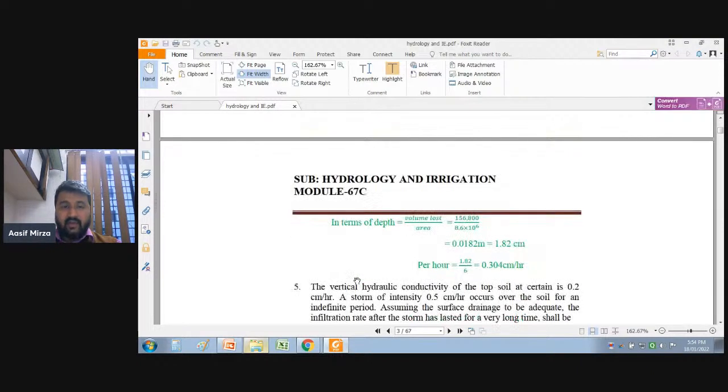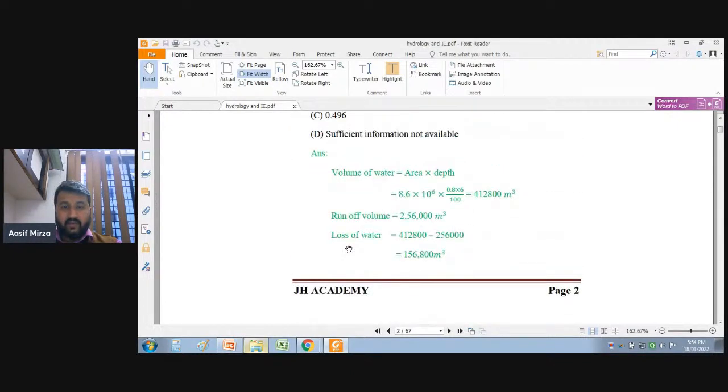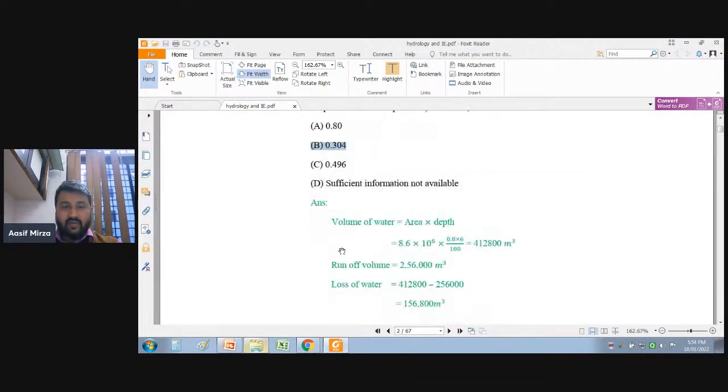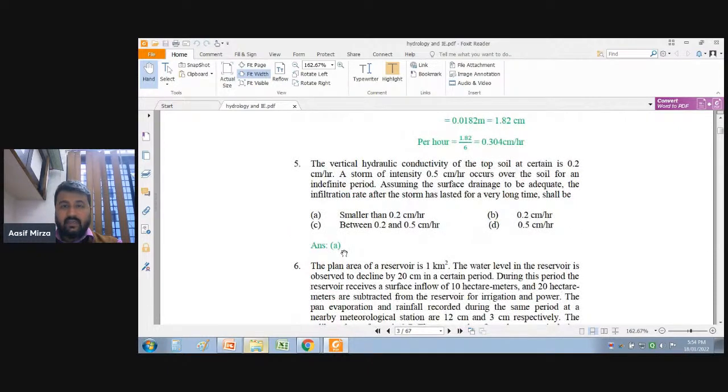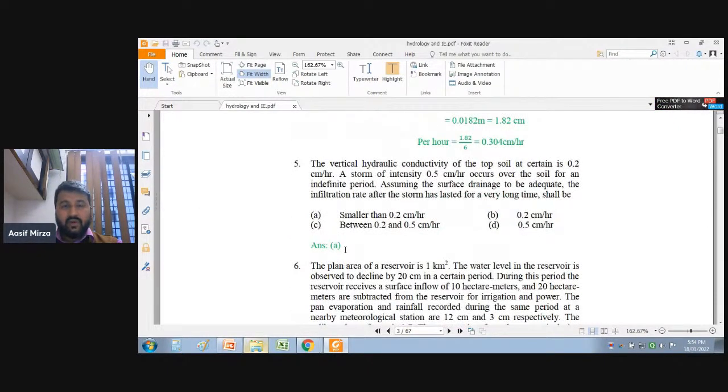Now if you have to calculate in terms of depth, you can use volume lost divided by area. So you will get 0.304 centimeter per hour. So option number B will be the right answer for this. So like this, you have to calculate the depth of rainfall, okay, in centimeter per hour.